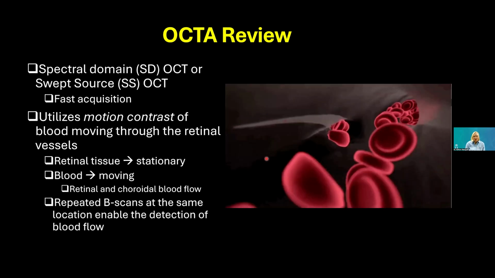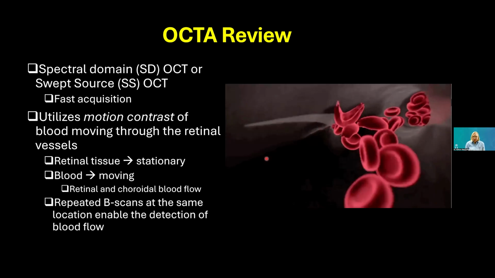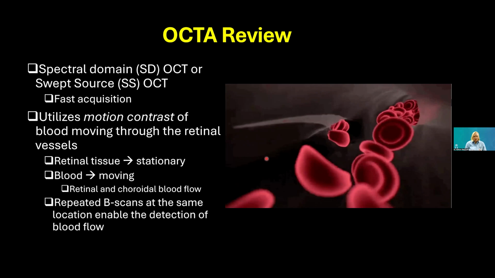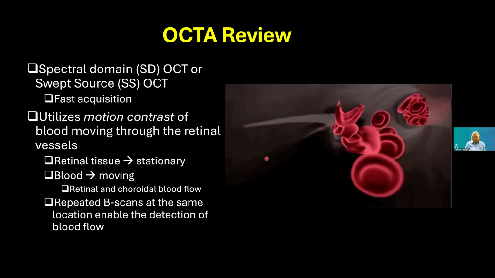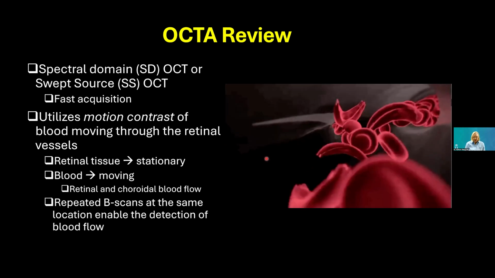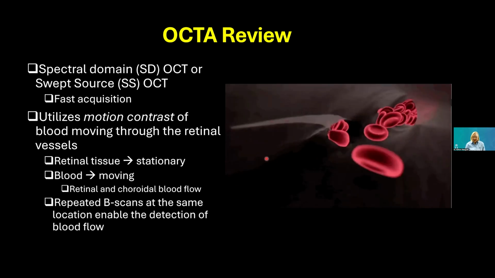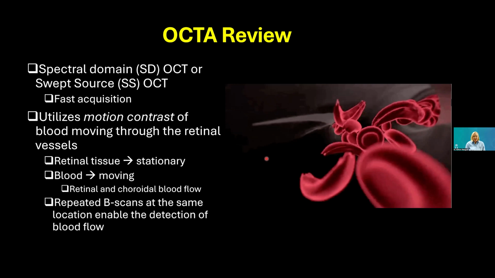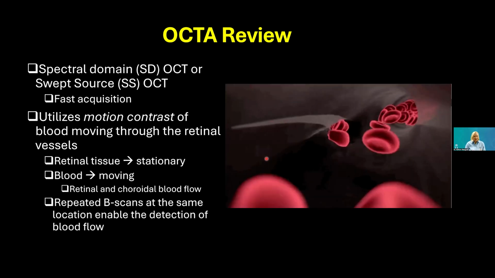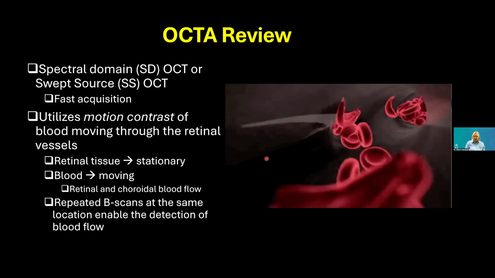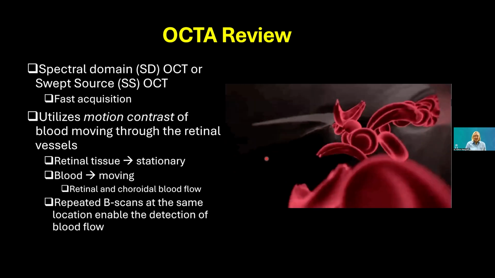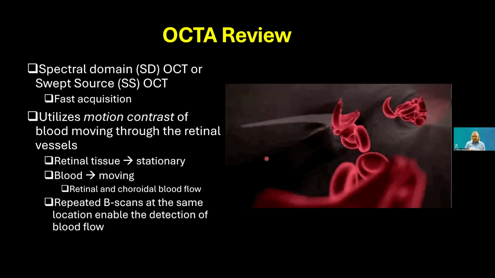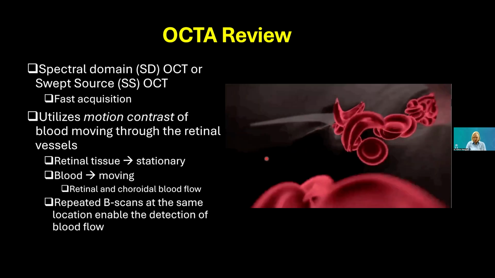And then moving into how OCTA works, we're really utilizing the motion contrast of blood moving through the retinal vessels. So we're still using the same type of system that we're using for our regular structural OCT, but as technology has advanced, the scan rate has become much faster and is allowing us to utilize this software integration into a lot of systems that you may already have, and then systems that are continuing to improve.